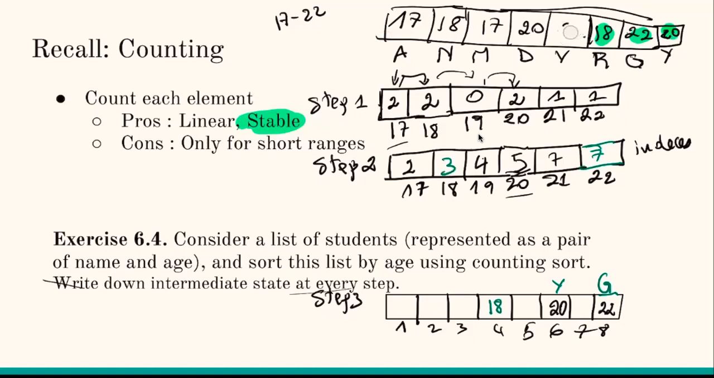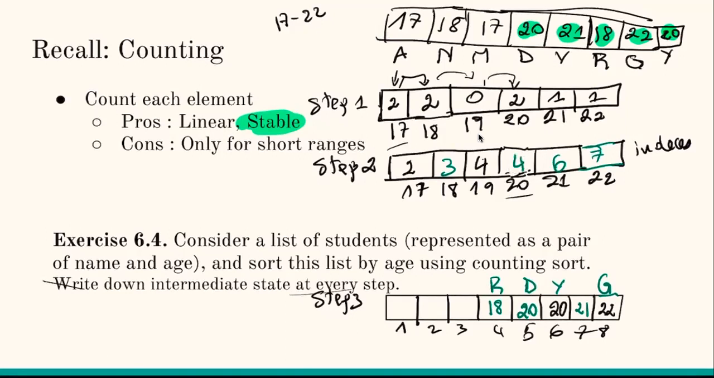And next I consider 21. The index of 21 is 7. So I copy 21 here, and I decrease this to 6. Does that make sense? I move next. The next value is 20. When I read in the index array, 20 is index 5. I copy 20 here. And this 20 has the value D. The 18 before was R. And I will decrease this one to 4.